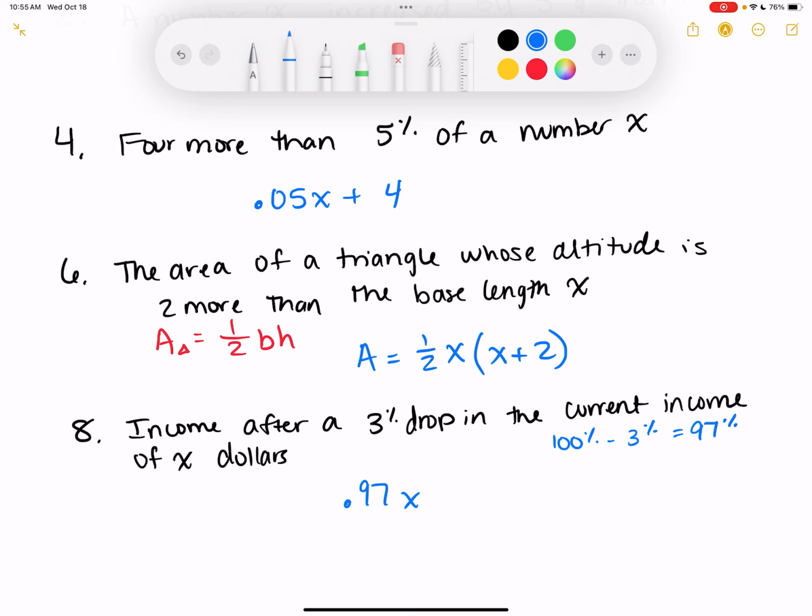Alright, I think that's good for now. We'll save the rest for tomorrow. One, there's not a lot of time left. And two, then we'll be ready for some actual word problems. So, anyways, we'll stop there.